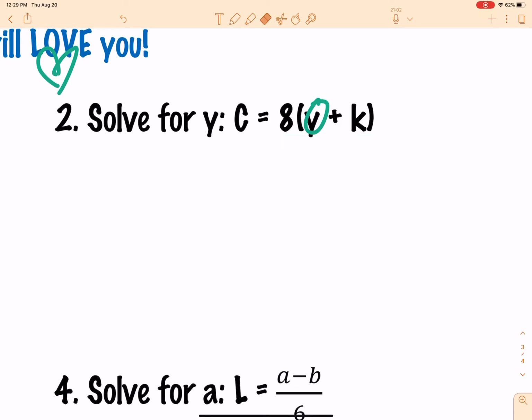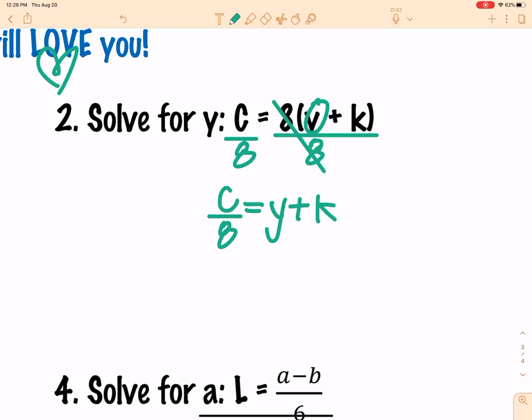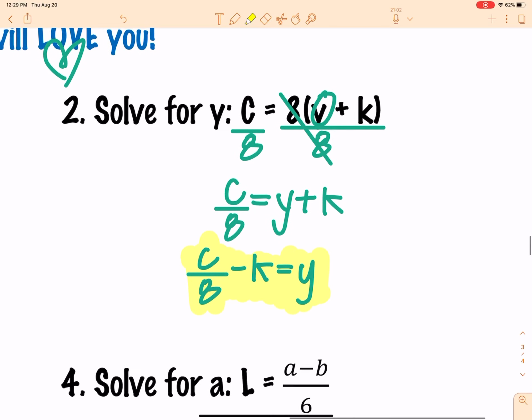So don't falsely do this. I mean, you're going to get the same answer eventually. A lot of you are going to want to distribute first. It's going to take you a lot longer. You can simply just divide by 8 first to clear that. Then I'm left with c over 8 equals y plus k. If I want to get y by itself, I just have to subtract k from both sides. So yes, these aren't that pretty of answers, but that's what happens in this class. You're going to get nice whole numbers very rarely.